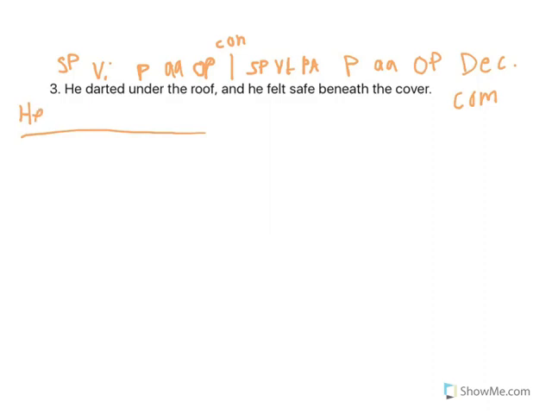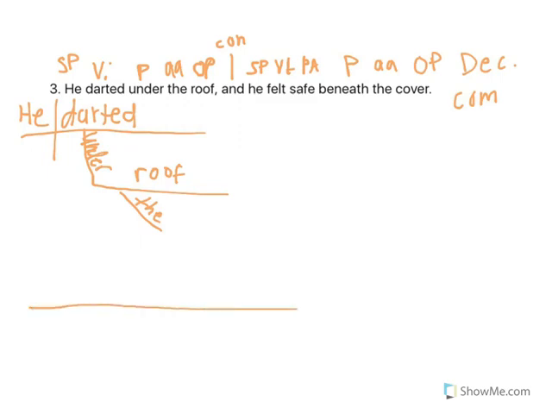He is our subject, and our verb is going to be darted. He darted where? Under the roof. So that's our prepositional phrase. And the word the modifies the word roof. It's telling which roof. He darted under the roof, and he felt safe beneath the cover.